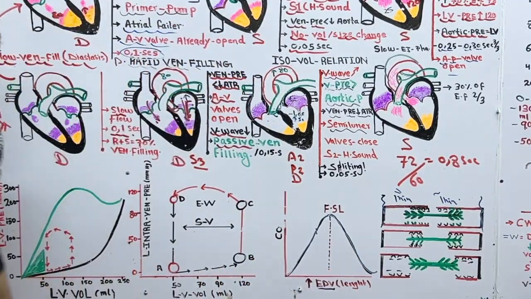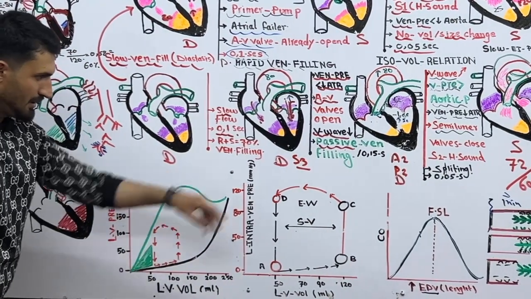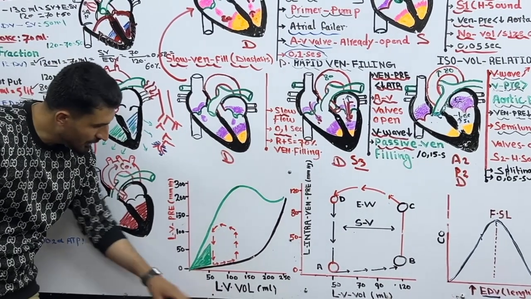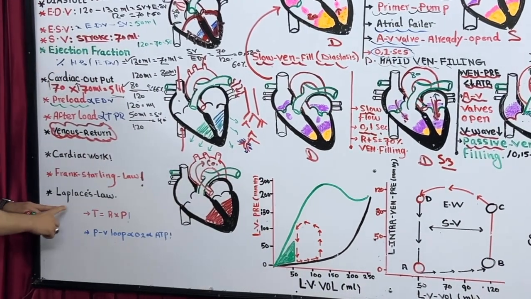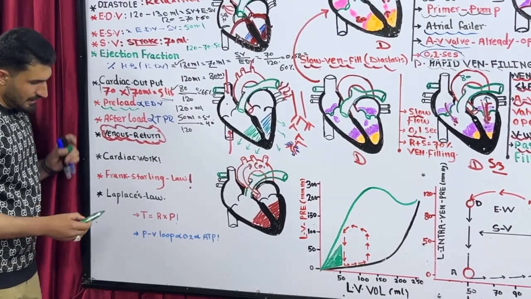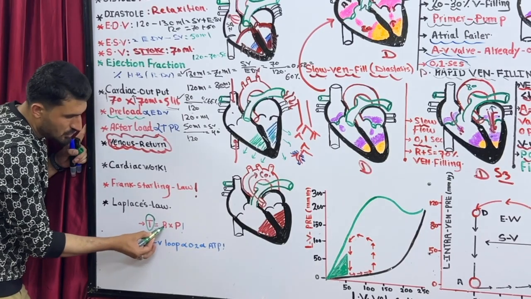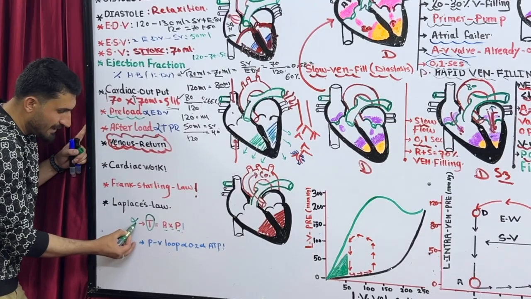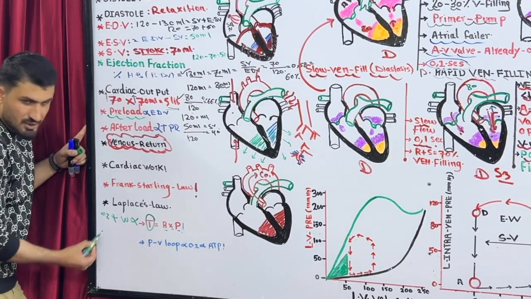Okay, and also I'll talk here about these parameters also. Now here, come here, this is very important. Because Laplace's law, Laplace is this another gentleman, it tells us here is a thing. It tells us that tension is equal to radius times pressure, and tension is directly proportional to work, and work is directly proportional to oxygen consumption.